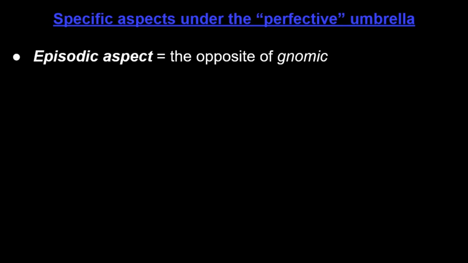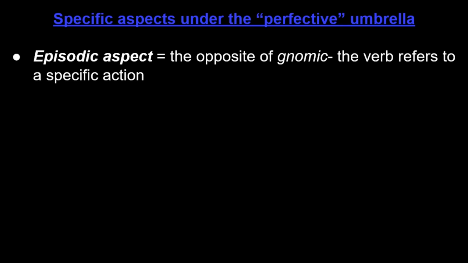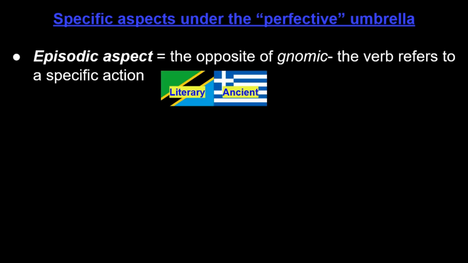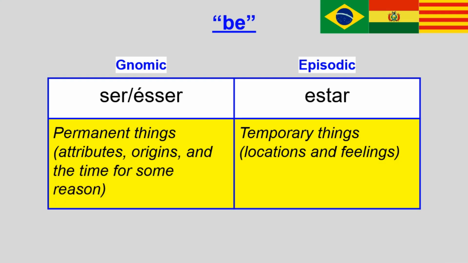So now let's talk about the aspects under the perfective umbrella, starting with the opposite of gnomic, episodic. The episodic aspect refers to specific actions, not general ones. I haven't studied any languages with such a distinction, but apparently literary Swahili and ancient Greek both used it. You may also say that the ser estar distinction in Portuguese, Spanish, and Catalan is an example of this, with ser being gnomic and estar being episodic.